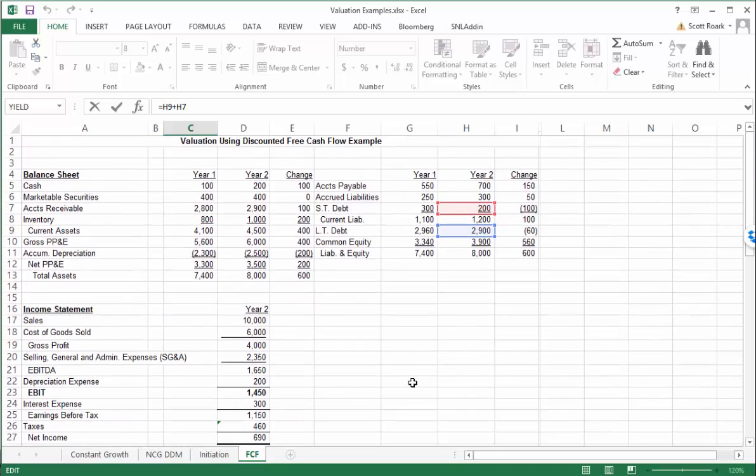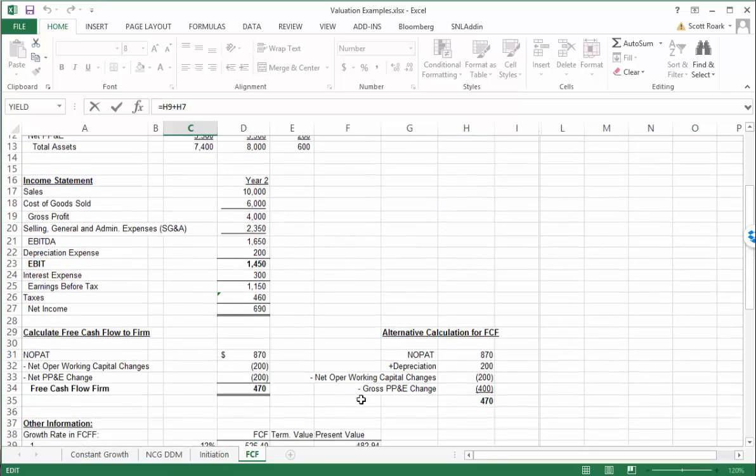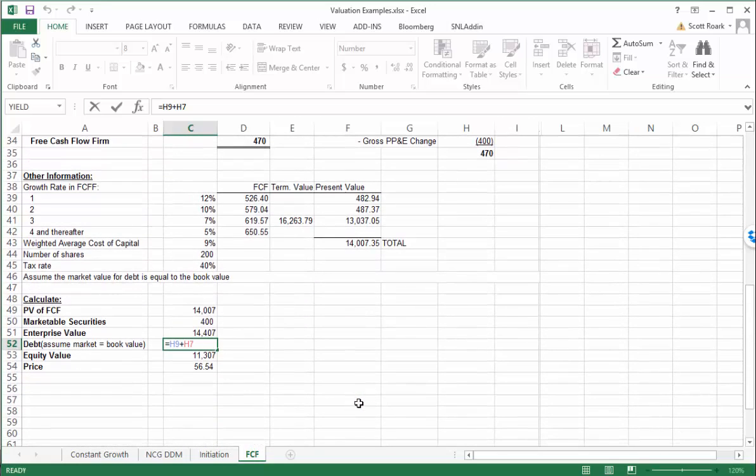I subtract out the book value of the debt, and again, we can go up here to the balance sheet. That's going to be the short-term debt and the long-term debt. Add those up, and that's the book value of my debt. We're going to assume that the market value and the book value are the same. So if I subtract out 3,100, I'm left with the equity value of the firm. That's going to be 11,307.